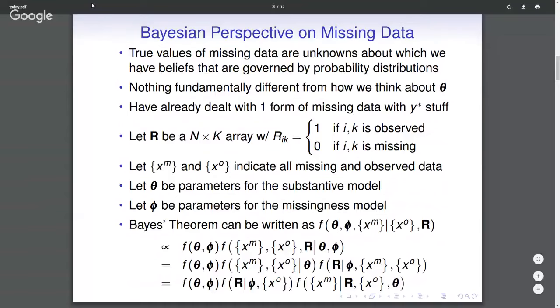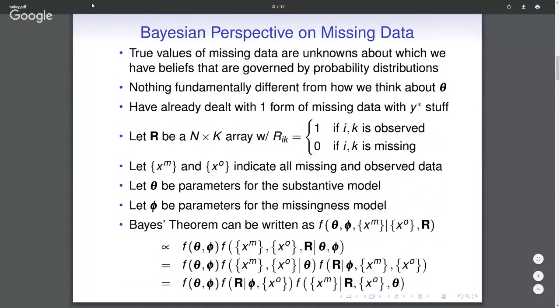So to help us do that, let the capital R, boldface, be a matrix, or when it gets represented in Stan, it could be an n by k array. And the elements of R are binary. They're equal to 1 if the observation for the kth variable on the ith person is observed, and R is equal to 0 if the kth variable on the ith person is missing, like they refuse to answer the question.